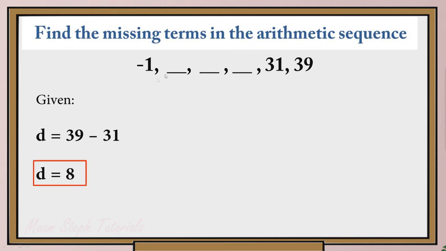Kaya, to get the second term, we will just add negative 1 plus 8. So, we have positive 7. Positive 7 plus 8. So, we have 15. And 15 plus 8, we have 23. So, the missing terms in the sequence are 7, 15, and 23.